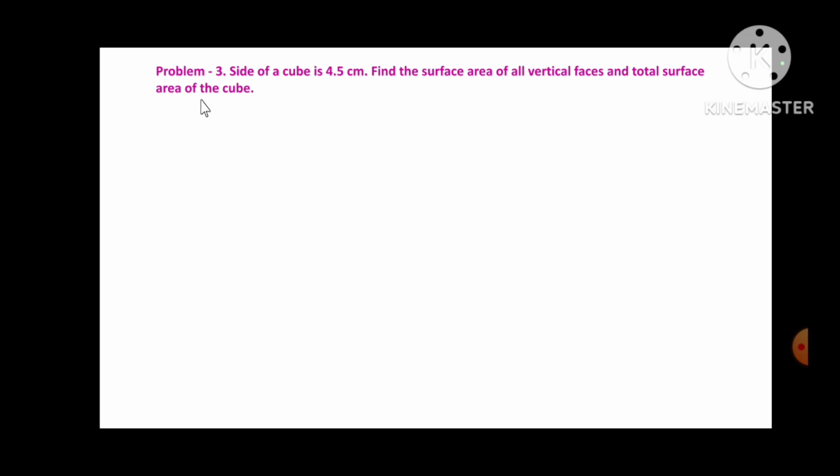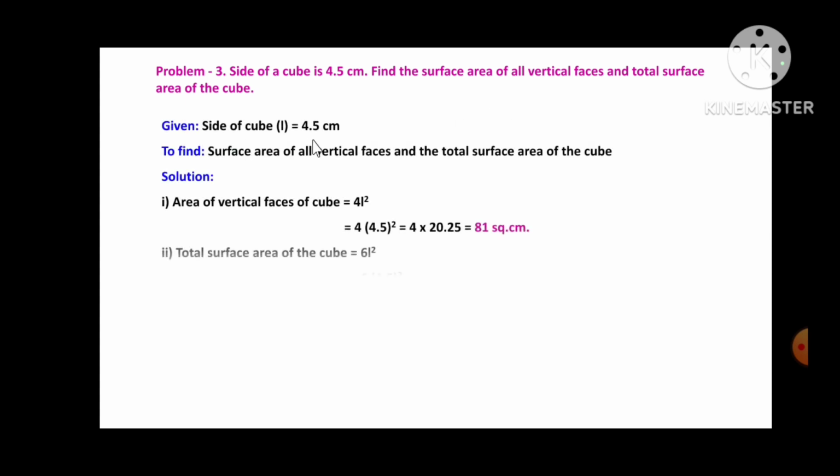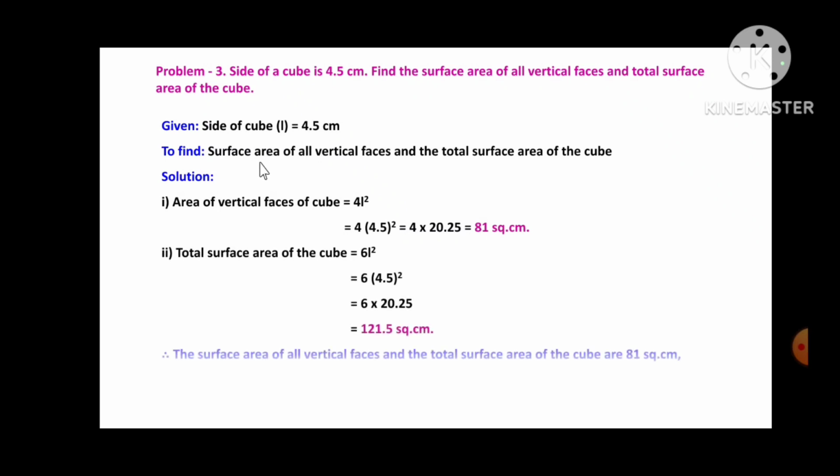Problem number 3. The side of a cube is 4.5 cm. Find the surface area of vertical faces and total surface area of the cube. Friends, here given that the side of the cube, L, is 4.5 cm, we have to find out the surface area of the vertical faces and total surface area of the cube. We have the area of the vertical faces of the cube is equal to 4L square, 4 into 4.5 bracket raised to square, which is equal to 4 into 20.25, that leads to 81 square centimeter.